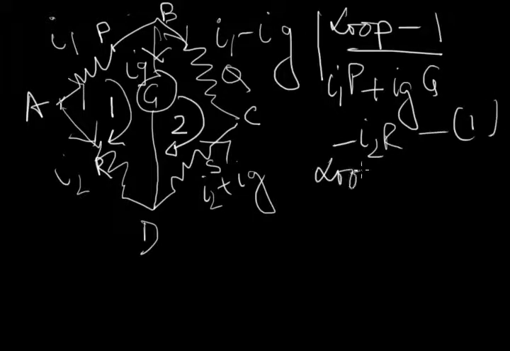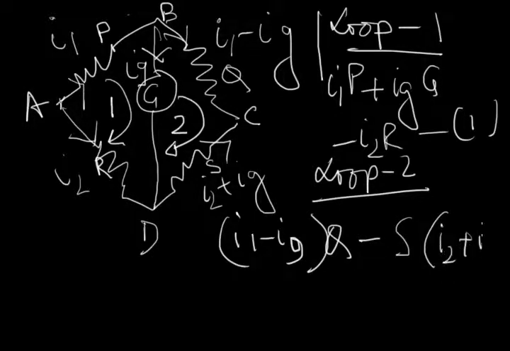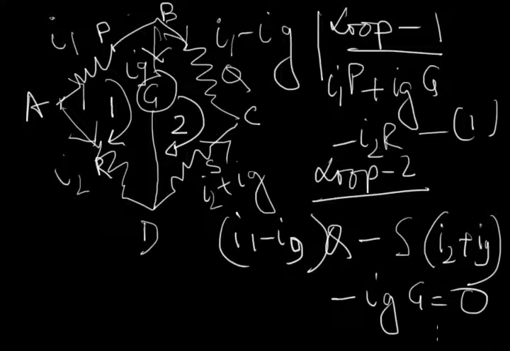And now for loop 2. As you can see, for loop 2, as I am moving in this direction, the current is also coming in this direction. So I have to write it plus. So it is I1 minus Ig into Q. As I am going in this direction, the current is coming from the opposite direction. So it is minus S into I2 plus Ig. As you can see, I am going in this direction, the current is coming from the opposite direction. So it is minus Ig into G is equal to 0. That is the second equation, equal to 0. This is the first and this is the second.